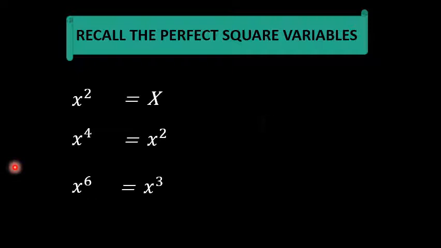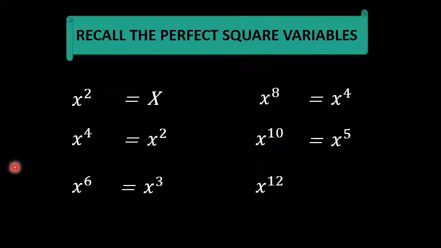Let's recall the perfect square variables, or we can say letters. We can use any letter, A, B, C up to Z, but I like X. The square root of X raised to 2 equals X. X raised to 4 equals X raised to 2 squared. X raised to 6 equals X raised to 3 squared. X raised to 8 equals X raised to 4 squared. X raised to 10 equals X raised to 5 squared. X raised to 12 equals X raised to 6 squared.